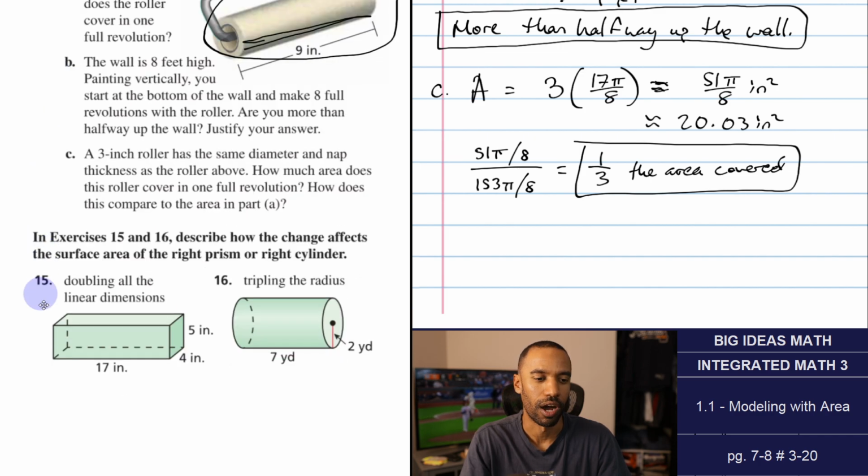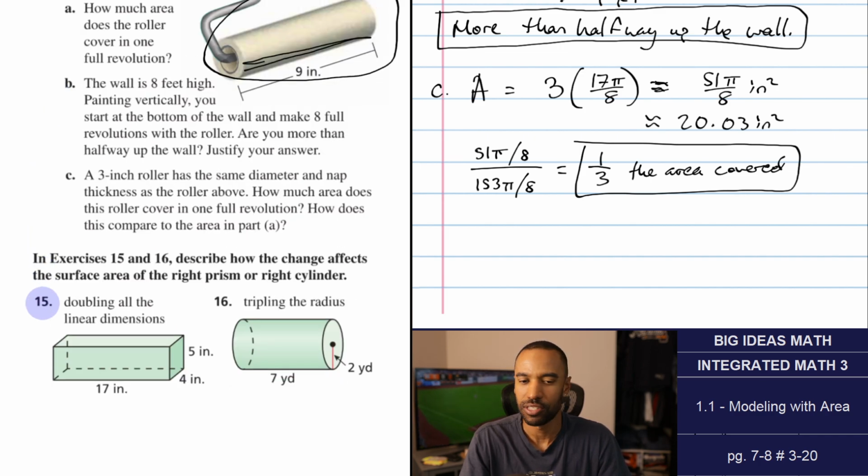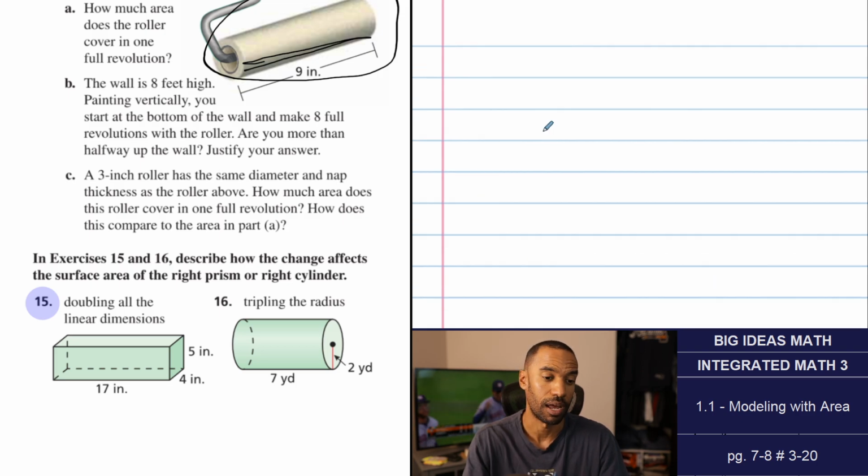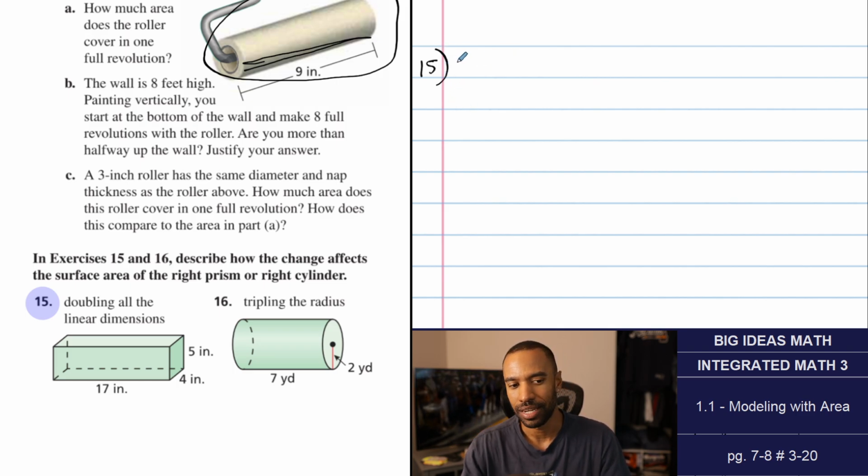They seem to get a little longer as we go, though. In exercises 15 and 16, describe how the change affects the surface area of the right prism or right cylinder. You're going to have to know how surface areas work for these things, and I'm not going to give a long explanation for it. I'm just going to give you formulas for the most part. So number 15, doubling all the linear dimensions.